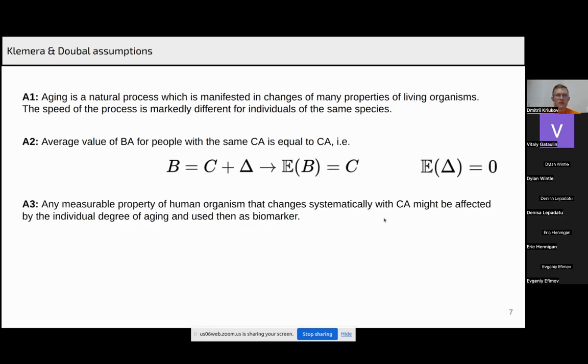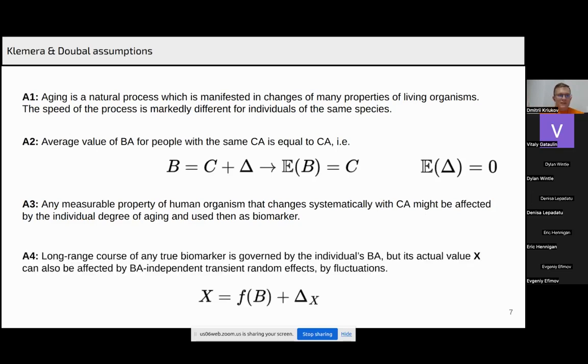The third assumption is any measurable property of the human organism that changes systematically with chronological age might be affected by the individual degree of aging and then used as a biomarker. In principle, I do not see any problem with this assumption because it's also quite natural to assume that there exist biomarkers which are affected by the individual degree of aging, and they can reflect this individual degree of aging. Okay, the last assumption is very important for this particular paper because it posits that any age-related biomarker can be functionally represented through biological age and biological age independent fluctuations delta x.